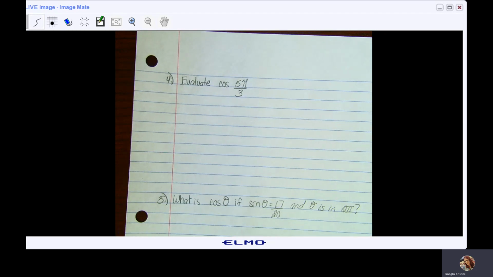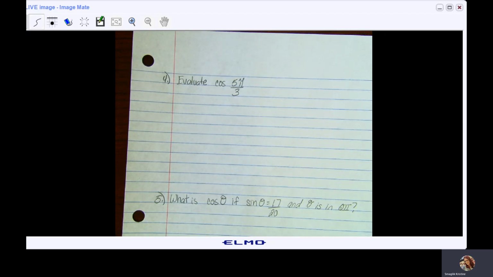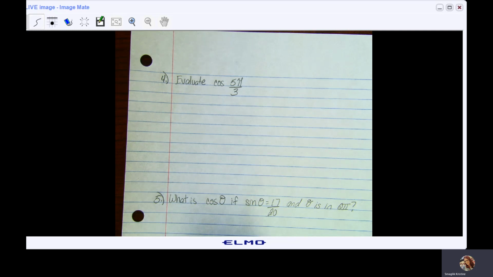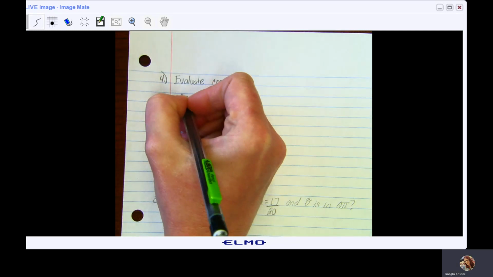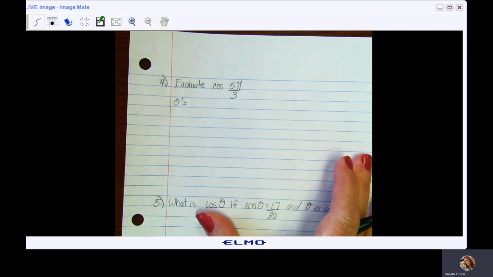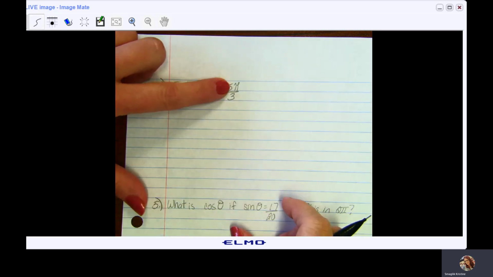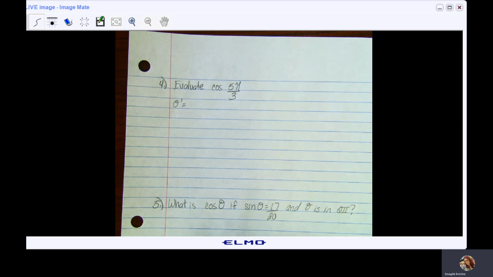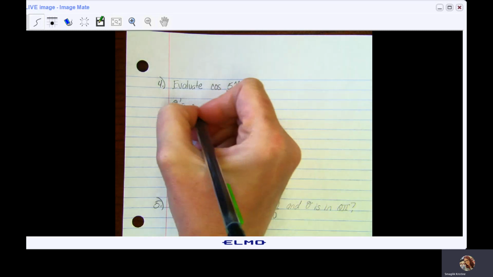And now let's evaluate cosine of 5 pi over 3. On your test, you're going to need to identify the reference angle, the quadrant, and then evaluate it. So here we go. My reference angle, that's super simple. Look at your denominator. Take away this 5. Your reference angle is pi over 3. We have 3 different reference angles that we use in the unit circle trigonometry: pi over 3, pi over 4, and pi over 6. Those are the ones that you're going to see and you'll need to get yourself familiar with. So this one here is going to be pi over 3.